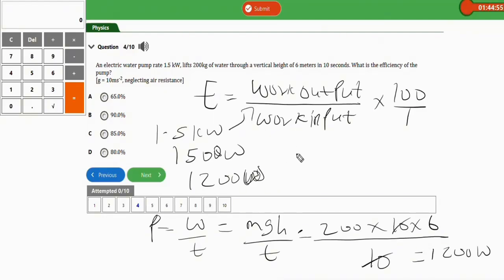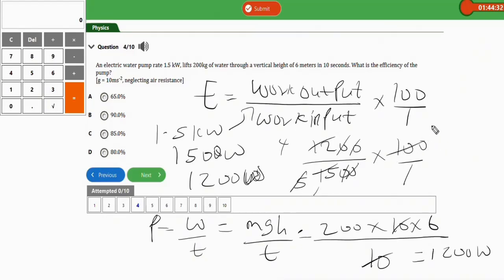So let's plug in these values in this formula. Our work output is 1200 over work input, which is 1500, times 100 over 1. This will cancel itself. So 3 and 4, 3 and 5, 5 is 1, 5 into 100, we have it to be 20. So 20 times 4 gives us 80. So that's 80 percent, and that will be the efficiency of the pump. It's as simple as this. So the correct option is option D. Let's wipe this now and solve the next repeated question.